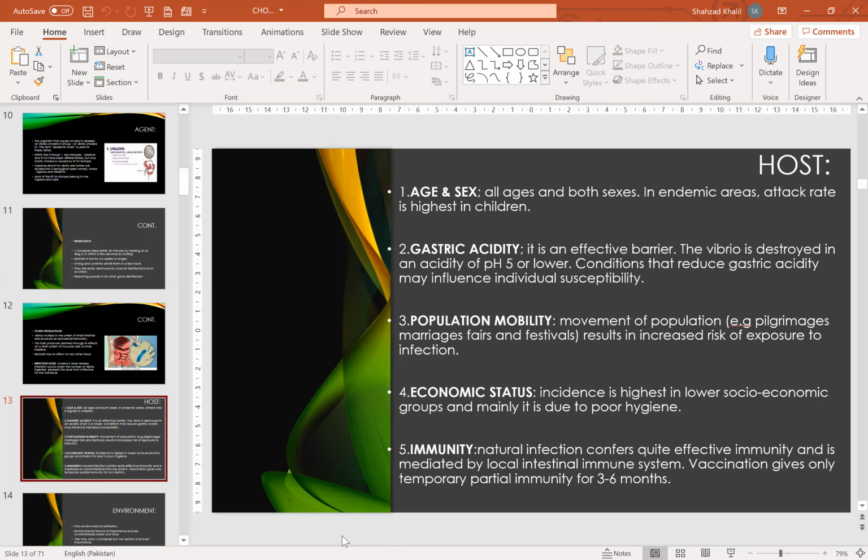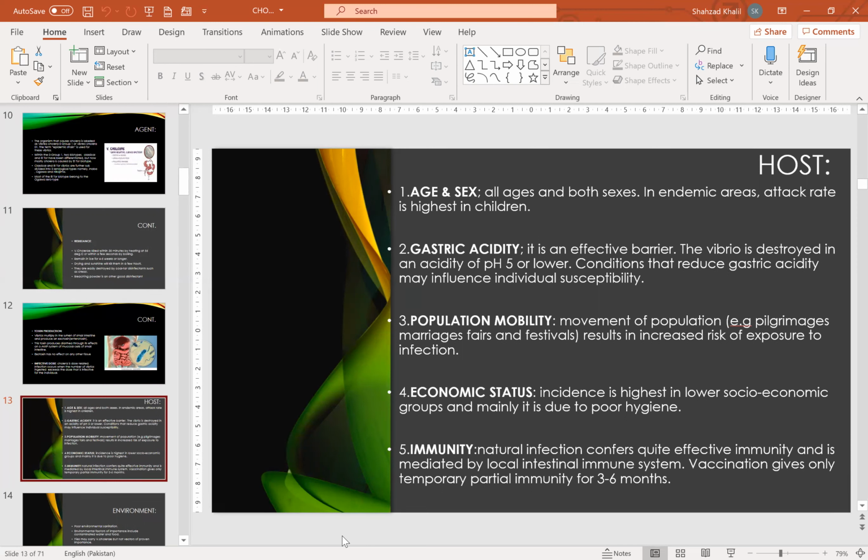Host, age and sex: all ages and both sexes. In endemic areas, the attack rate is highest in children. Gastric acidity is an effective barrier. The Vibrios are destroyed in an acidity of pH 5 or lower. Conditions that reduce gastric acidity may influence individual susceptibility.